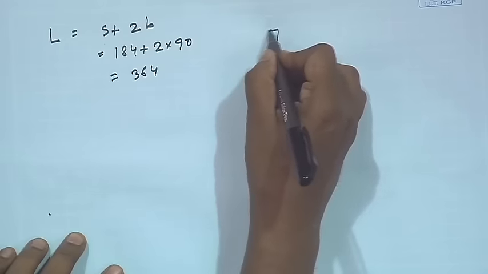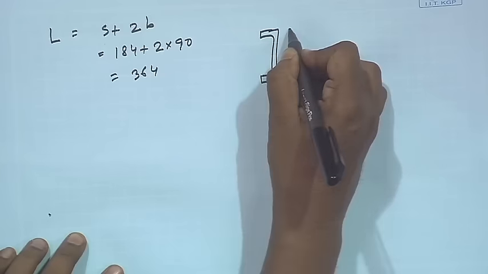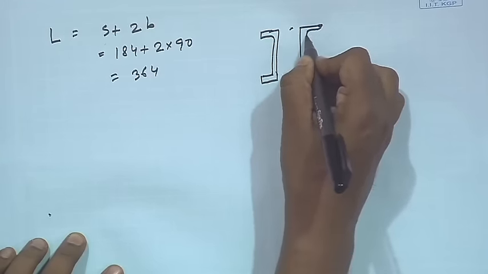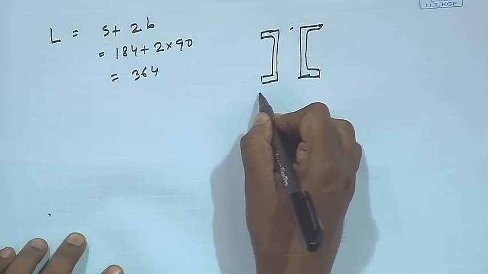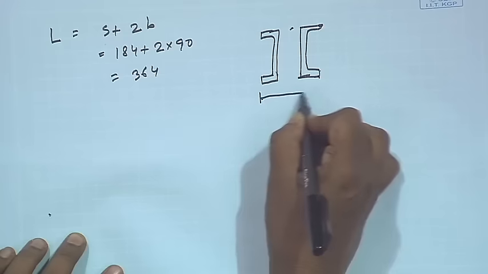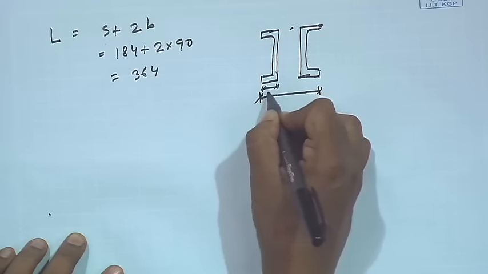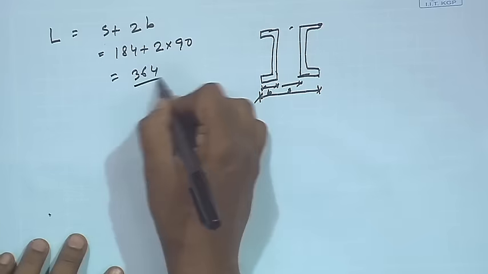If we see in the picture, if this is the cross sectional orientation, then this will be the tie plate length, right. This is B and this is S, right. So, 364 millimeter.